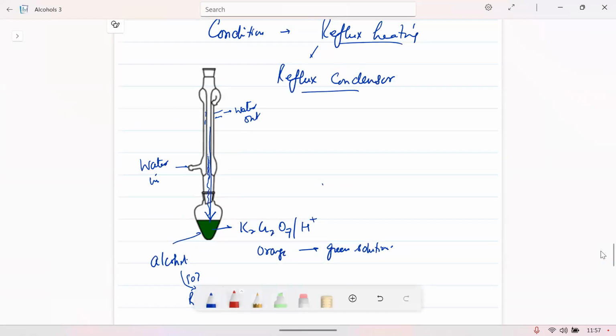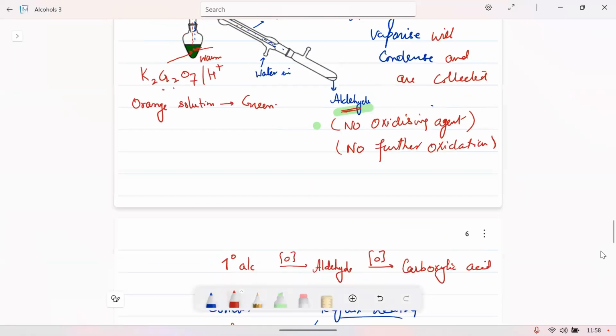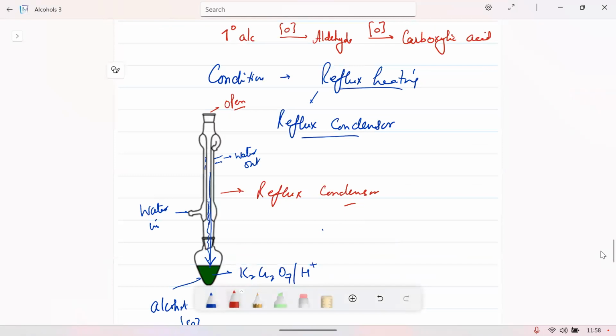Just a quick refresher that this should be open, and we know why, so that pressure is not created. Otherwise, it may explode. If maybe 1 to 2% of the vapors are not condensed, let them go out, because it may create pressure and it may explode. So this has been asked before in the exam, whether the reflux condenser should be open at the top or not. So this is your reflux condenser. So this was all about your primary alcohols getting oxidized under different conditions to aldehydes and carboxylic acids.